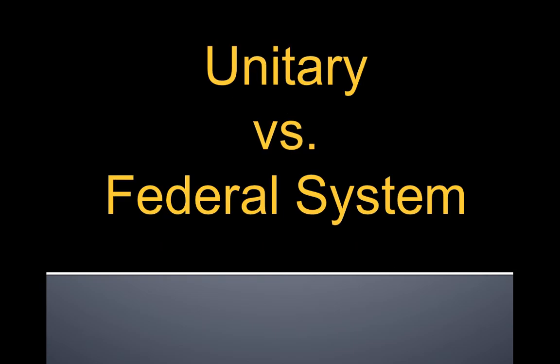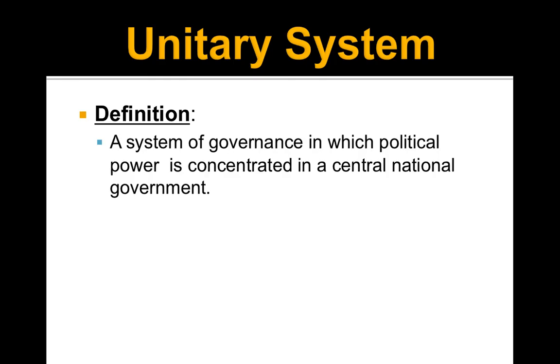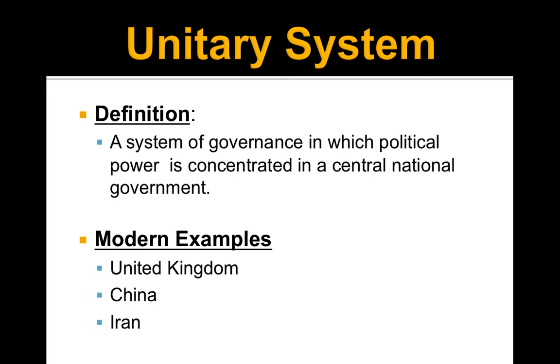Okay, so the first part, we'll talk about the unitary versus federal system of government, and I'll just get that over with in terms of a review primarily. Remember, the unitary system of government is a system of governance in which political power is concentrated in a central national government. In other words, the central national government holds most of the power. Some modern examples: the United Kingdom, China, and Iran.